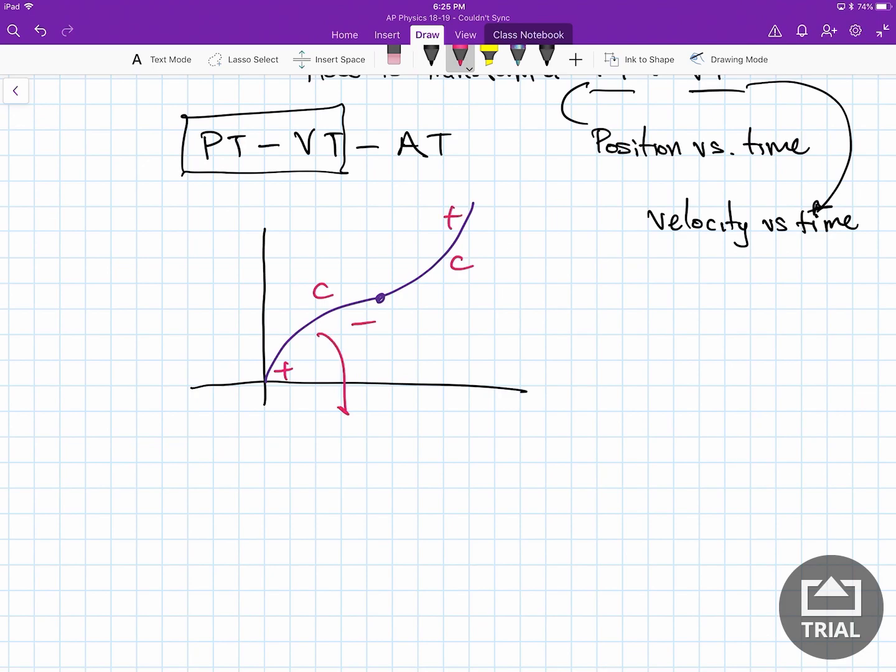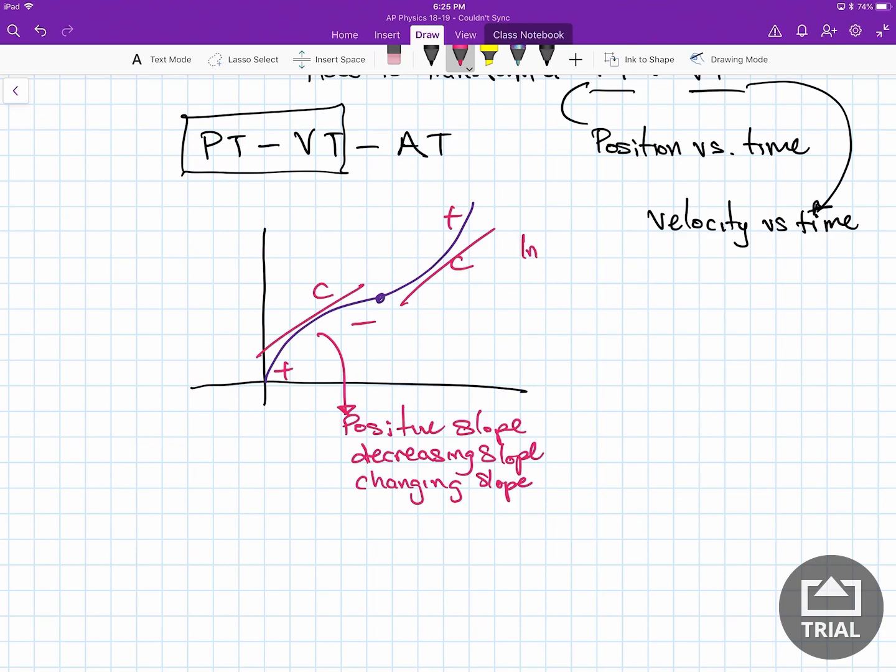So we know that this one has a positive slope. This one is decreasing slope. This is also decreasing slope, and it's a changing slope, guys. Now every curve, guys, has a changing slope. On the other hand, we have here an increasing slope. We have a changing slope, and we also have a positive slope.